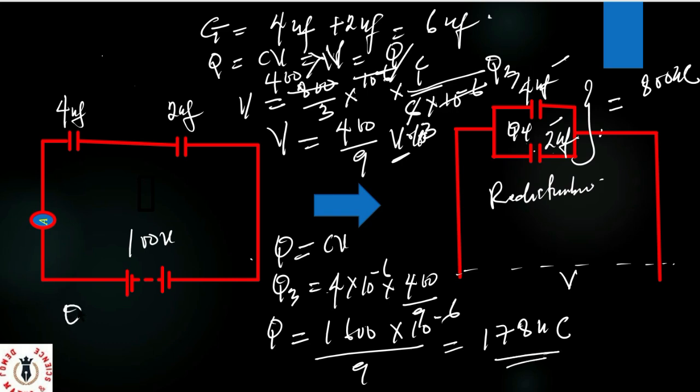Then for Q4, I can just calculate Q4 here. Q4 will now be the same thing as 2 times 10 raised to the power minus 6 times 400 over 9. That will be the same thing as 800 over 9 microcoulombs. Now you can just solve that with a calculator.